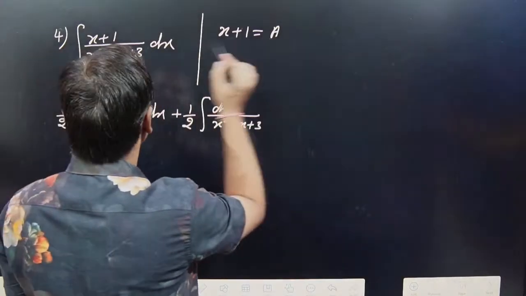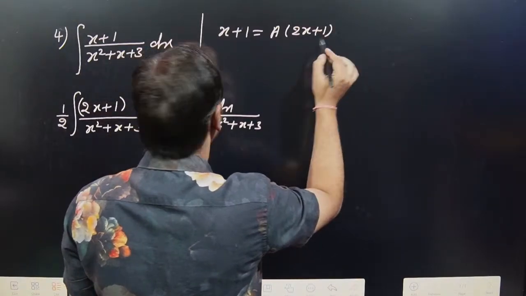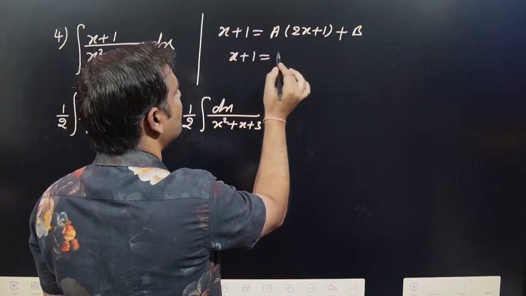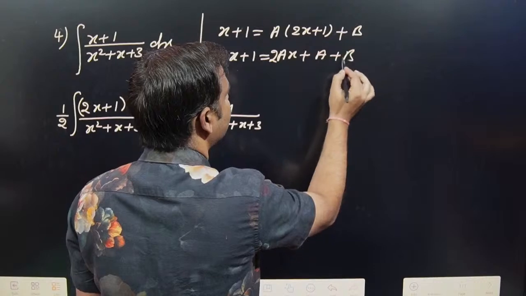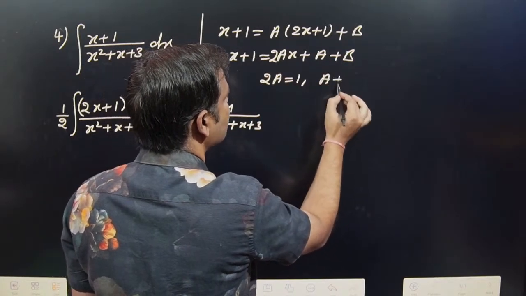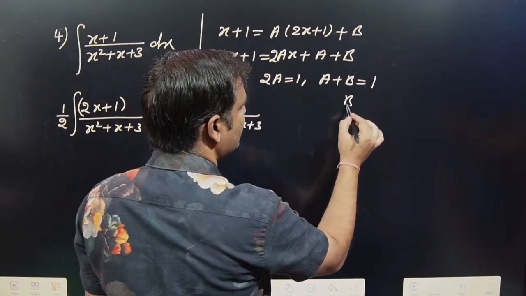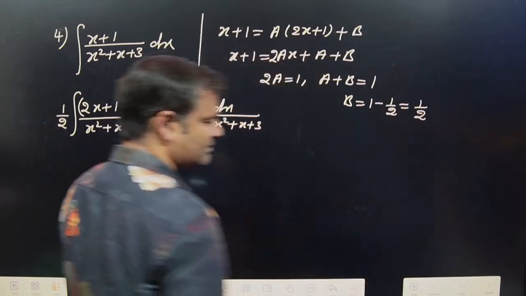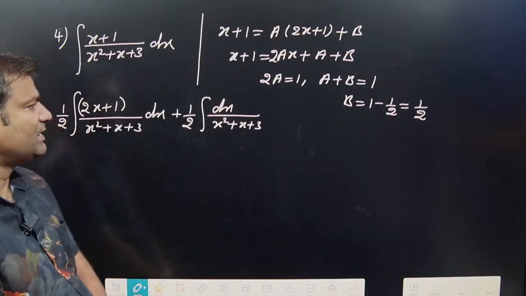So x plus 1 is written as a into the differentiation of the denominator, 2x plus 1, plus b. Now x plus 1 will be equal to 2a into x plus a plus b. So 2a will be equal to 1 and a plus b will be equal to 1. So what about b? b will be equal to 1 minus half, so b is basically 1 by 2. A is 1 by 2, then b is also 1 by 2.